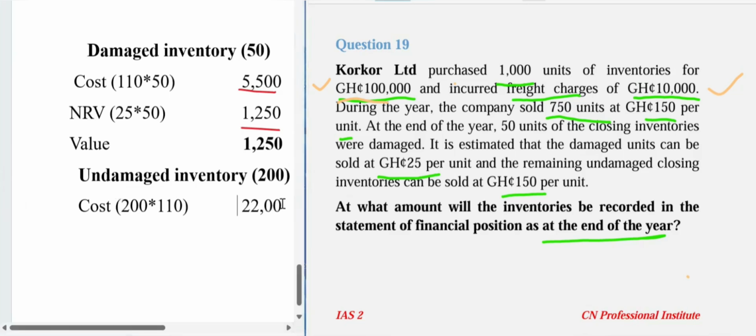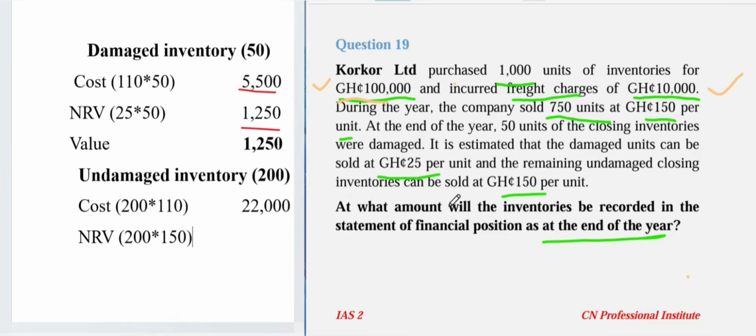So we have 22,000, right? 22,000 is the cost of the undamaged inventory. Just multiply the 200 units by the cost. And let's get the NRV of the undamaged. So undamaged, we still had 200 units. Then it said, what's the selling price per unit? We're told that the undamaged can be sold at what? 150.